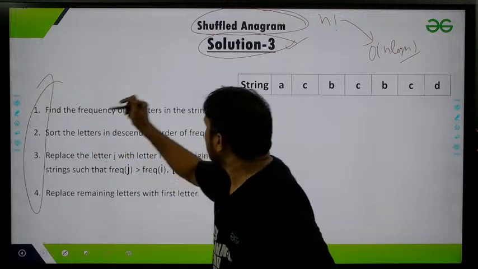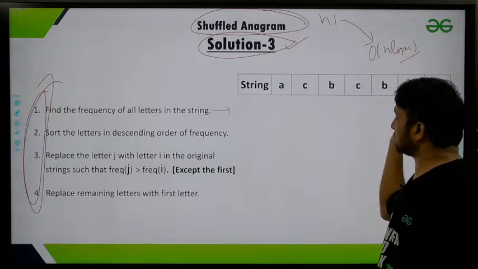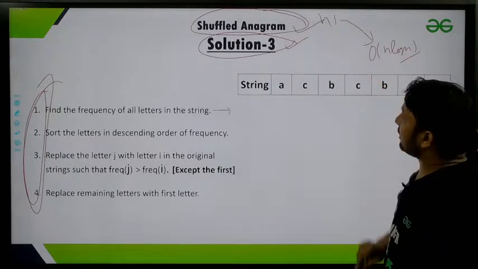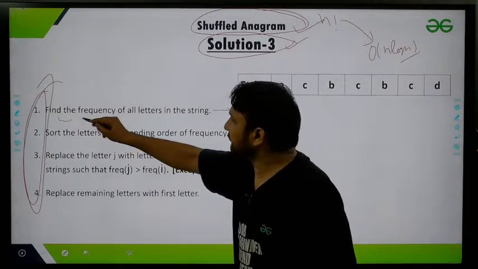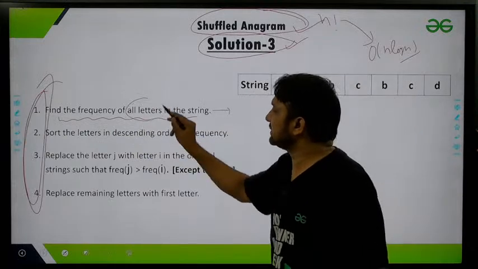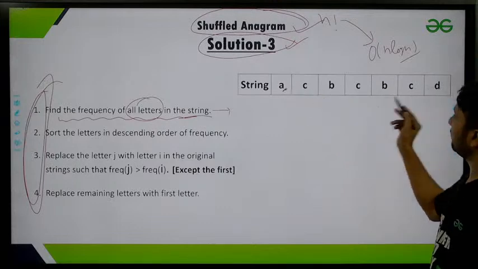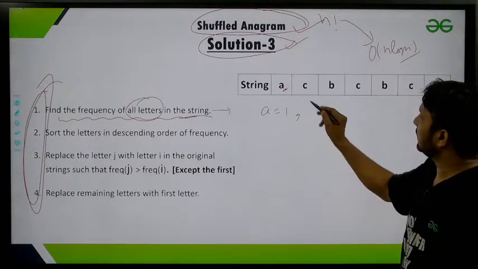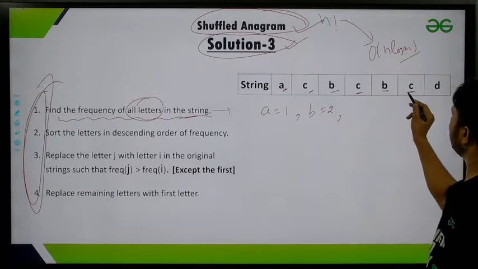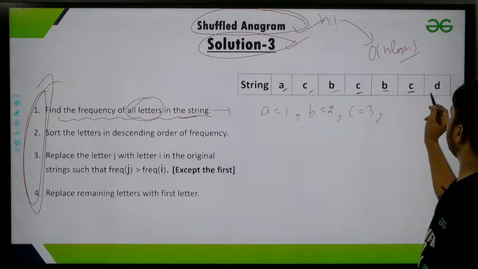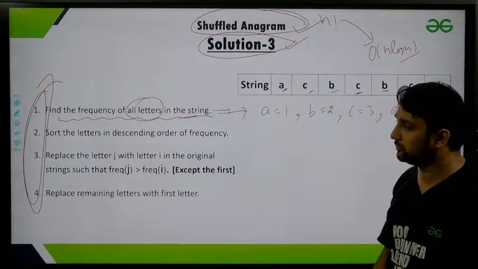Okay, let me take an example and apply all the steps of the algorithm over this example, over this string. I will convert this into the shuffled anagram string. So very easy. This is very easy actually. The first step says to find the frequency of all the letters in the string. What is the frequency? Okay, you people tell me. What is the frequency of A? How many times is A repeating? One time. How many times is B repeating? Two times. How many times is C repeating? See, 3 times. How many times is D repeating? 1 time. So the first step is completed, according to the third solution, the third algorithm.